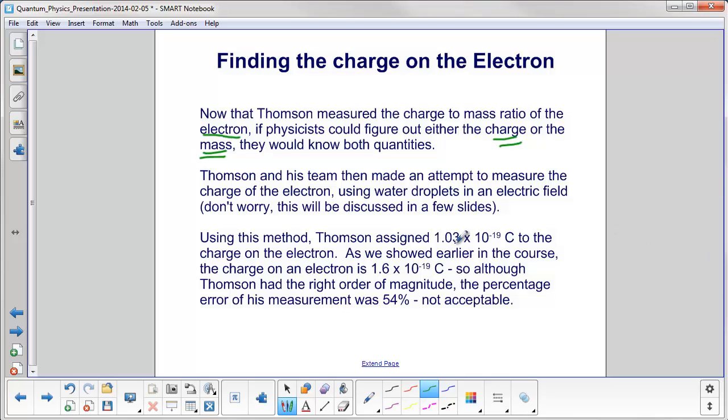Using that method, Thomson assigned a value of 1.03 times 10 to the minus 19th coulombs to the charge of the electron. As we showed earlier in the course, the charge on the electron is actually closer to 1.6 times 10 to the minus 19th coulombs. So although Thomson had the right order of magnitude, he had the 10 to the minus 19 right, the percentage error of his measurement was 54%, which is certainly not acceptable.